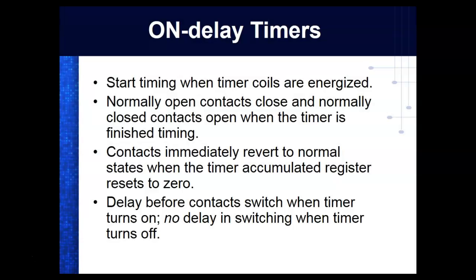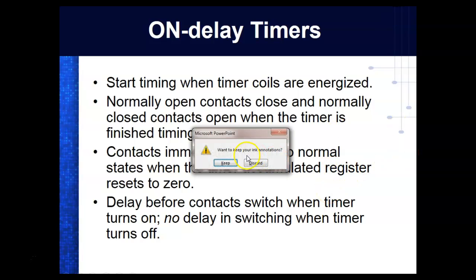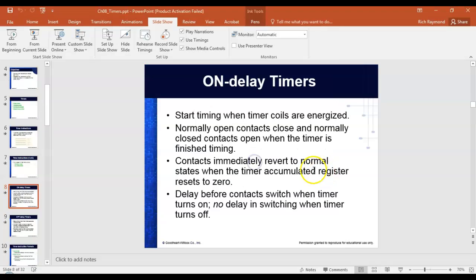So they start timing when the coil is energized. Normally open contacts close, and normally closed contacts open when the timer is finished timing. Contacts immediately revert to the normal state when the timer accumulator register reaches 0. And this is another problem we have, this guy right here is calling these registers, and these are not registers, these are words. Registers are inside the microprocessor. These are not inside a timer.